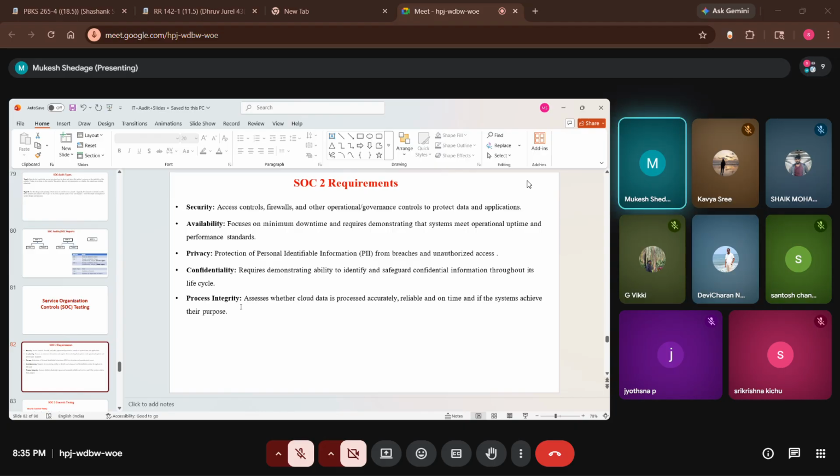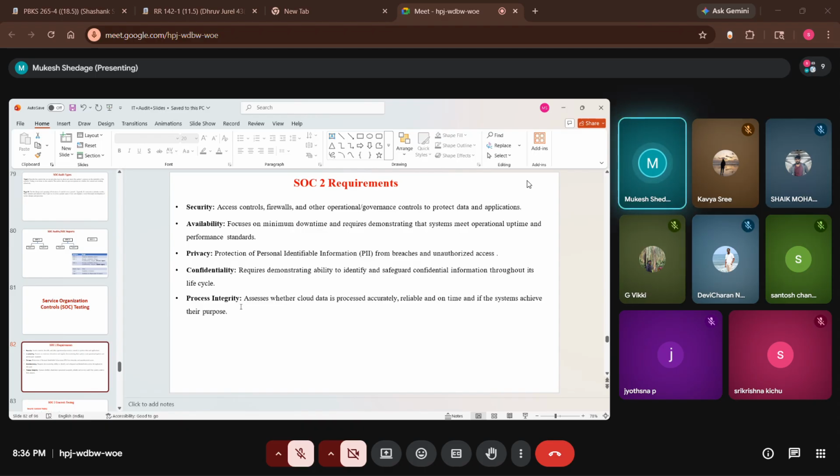Read it. What does process integrity say? Assess whether IT operations, like data backups, and any other control, ITACs. Yes, it is ITACs, IT application control.